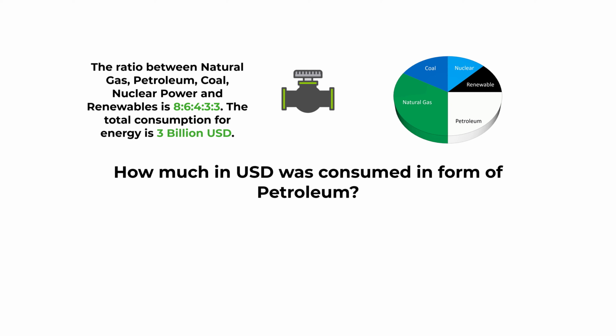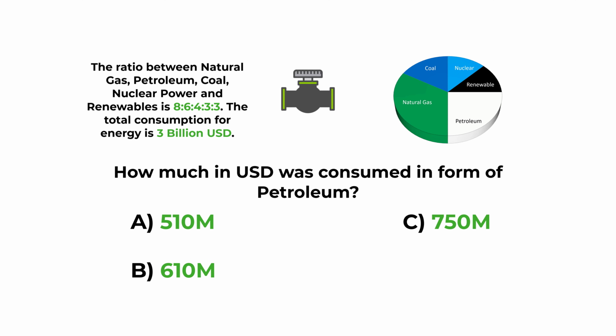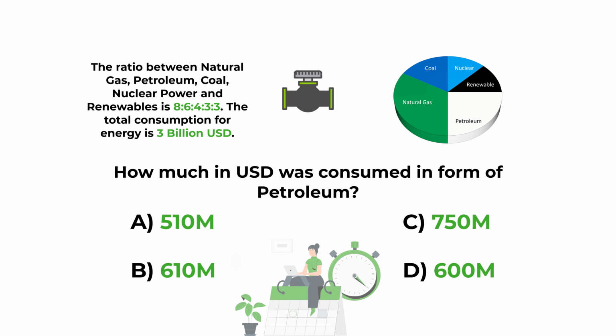You're presented with 4 different choices. Choice A, 510 million. Choice B, 610 million. Choice C, 750 million. And choice D, $600 million. Do you see the answer? Do you know how to calculate these types of problems? Give yourself 10 to 15 seconds, maybe 20 to 30 seconds to see if you can come up with the solution. Ready or not, I am going to go ahead and reveal the solution and the way to solve these types of problems on the test.